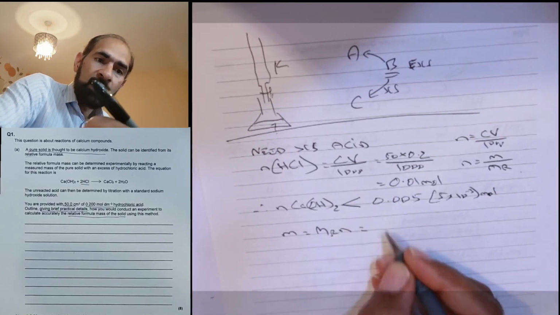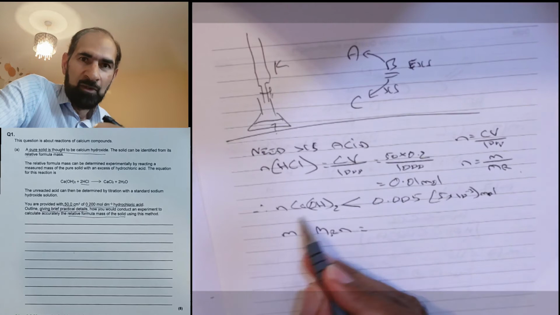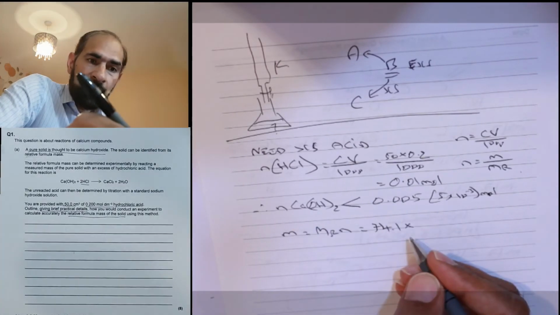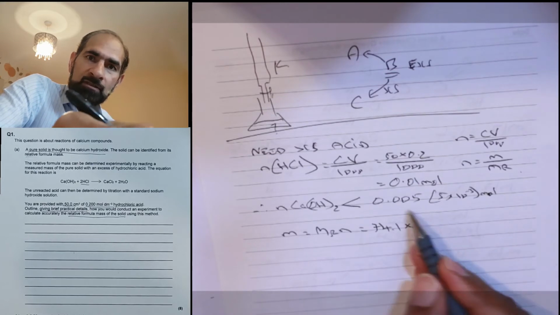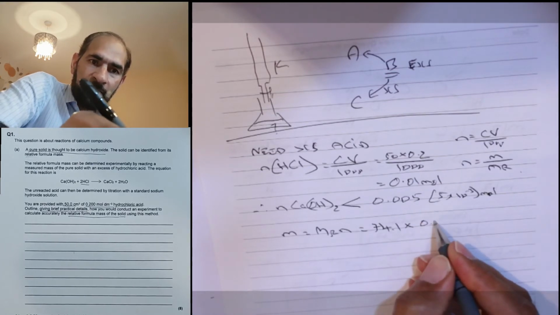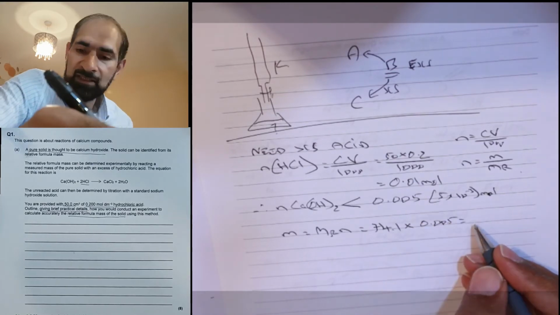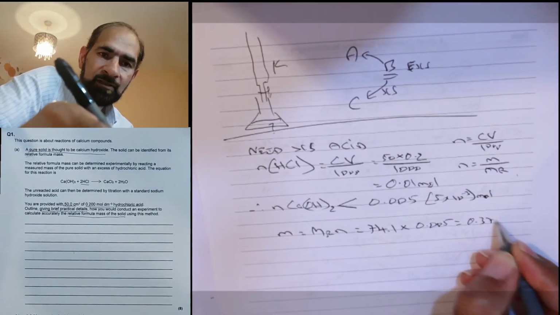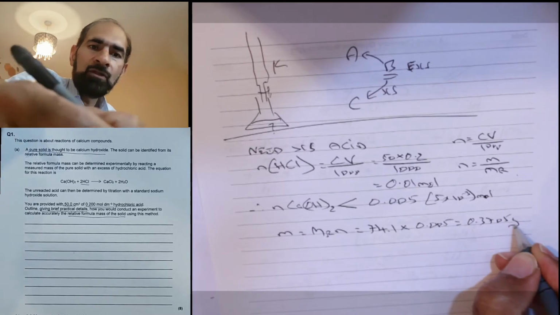So therefore, the Mr of that, you can work it out, is 74.1, times by the moles, which is what I need. What mass does that give me? It gives me 0.3705.